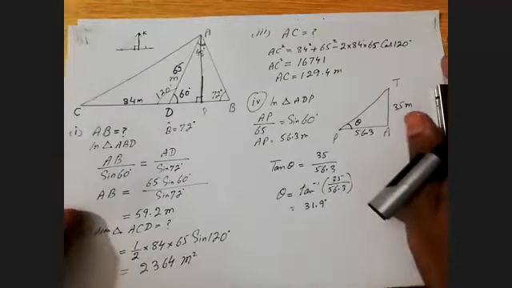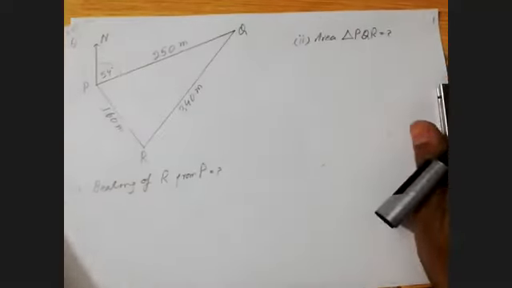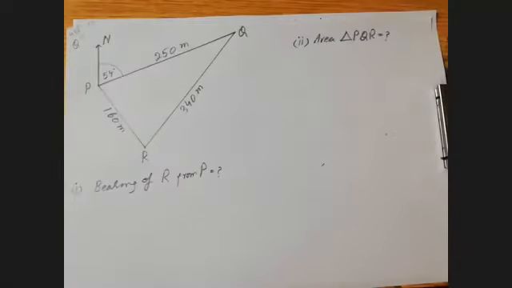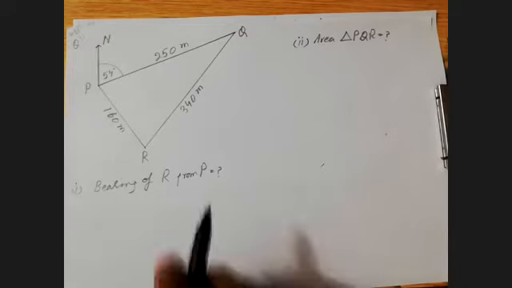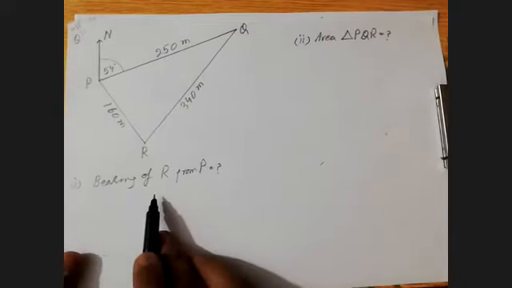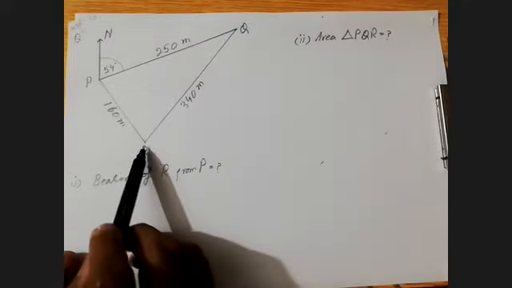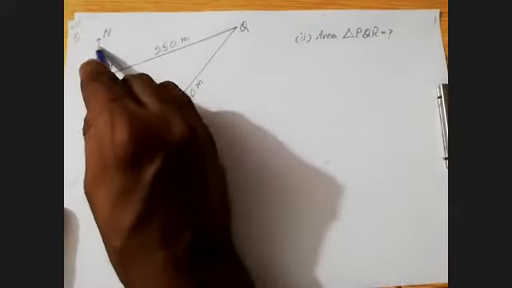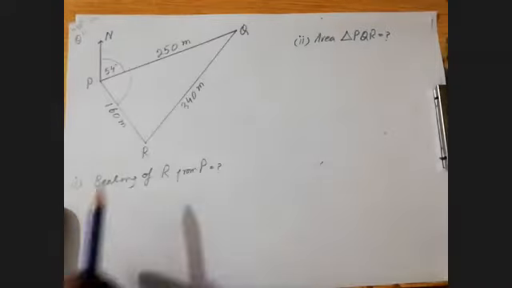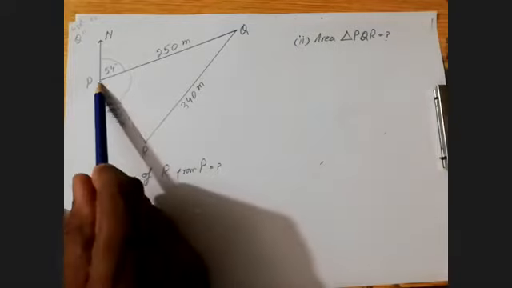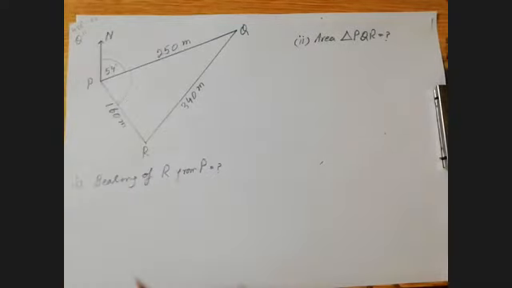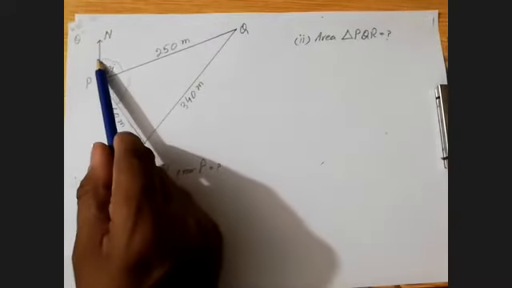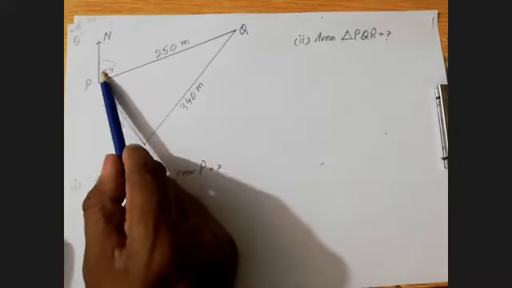Now let us move to another question, which is like this. In this question, I have shown you a bearing also. First of all, you have to calculate the bearing of R from P. Bearing of R from P is required. It means you need to know this complete angle to find out the bearing of R from P. How can we calculate this complete angle? We know only this angle, which is 54 degrees.